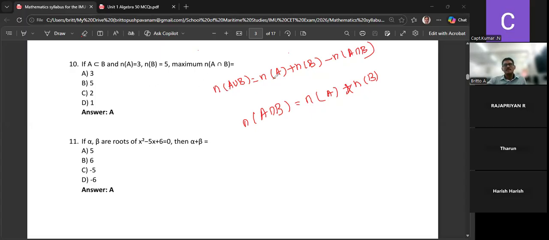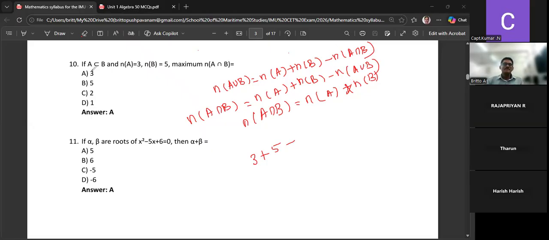So n of A union B is equal to n of A plus n of B minus n of A intersection B. We need to find n of A intersection B. So n of A intersection B is equal to n of A plus n of B minus n of A union B. Now n of A is given, which is 3, plus n of B is given, which is 5, minus n of A union B.